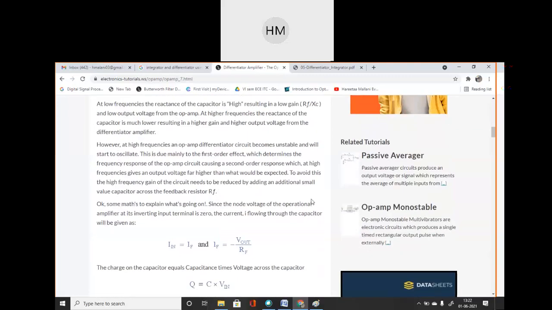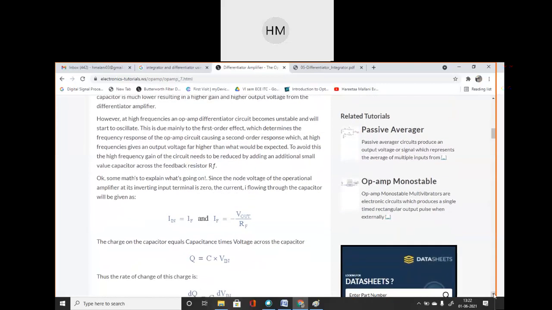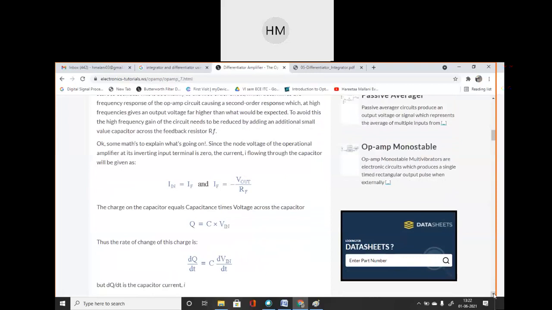See student, the concept is very simple. This is just a basic circuit which is having some problems. So we have to eliminate those problems and we have to design a practical circuit which won't start oscillating at higher values of frequencies. Okay, see, we will see now these expressions are very important because we have to derive the differentiator mathematically, how we can prove it.